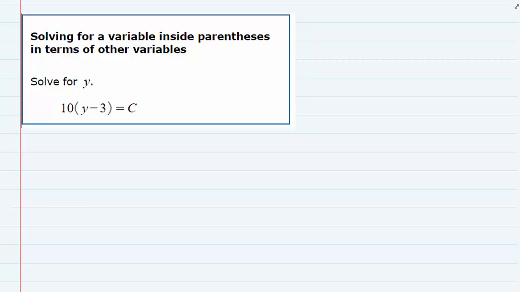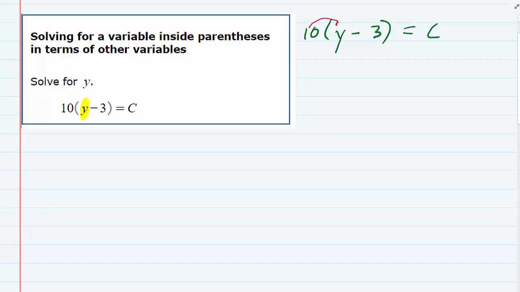We are asked to solve for y, and the y in this case is inside of a parentheses. So we're going to have to take on a couple of different things to get the y by itself. First of all, I'm just going to rewrite. And now that I have a little more room, I'm going to start off by distributing the 10 that is outside of the parentheses. And that way I'll be able to get rid of the parentheses altogether.